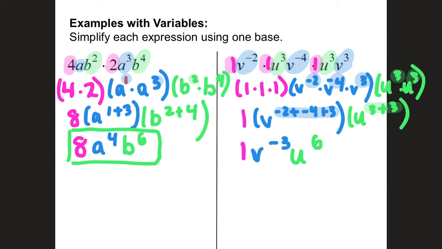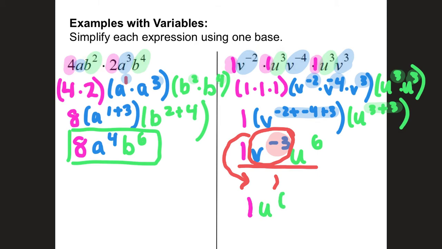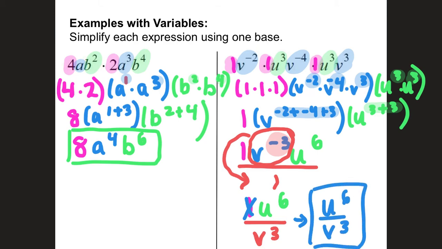Now the last thing I have to do is I have to rewrite this. Because I have a negative exponent with the v, it has to go to the denominator. So this v to the negative 3rd is going to go to the bottom. So it's going to become 1 u to the 6th over v to the 3rd. And we know that when I have a 1 in front of a number, I really don't have to include it. So my answer is really just u to the 6th over v to the 3rd.